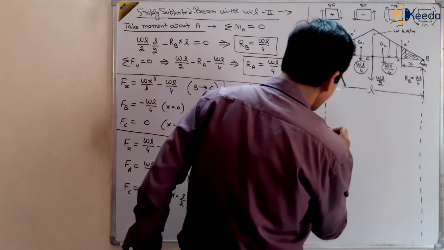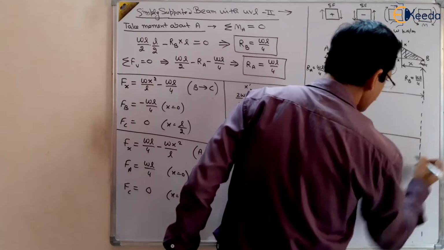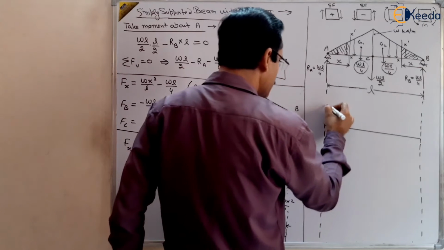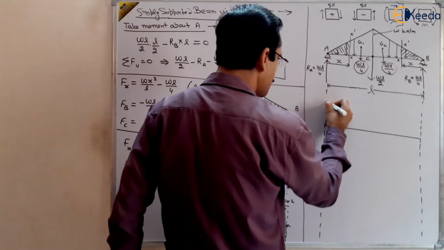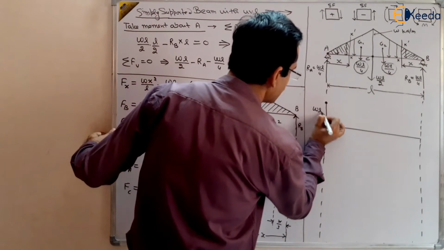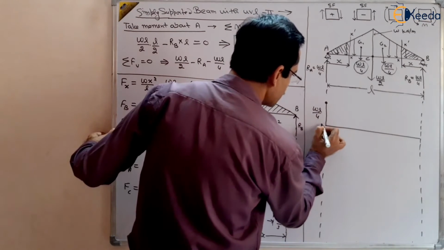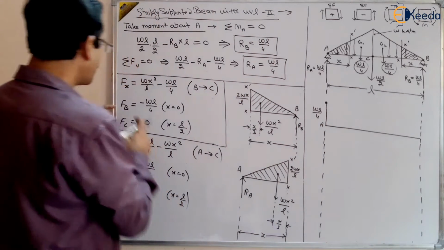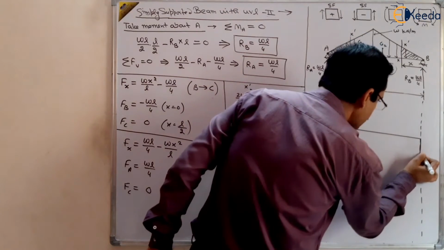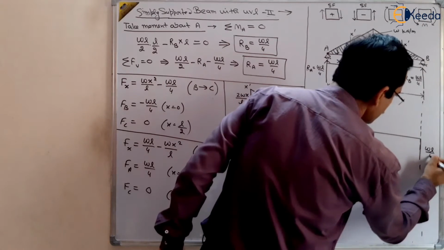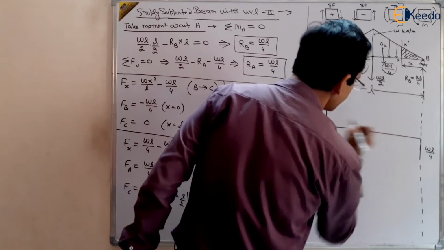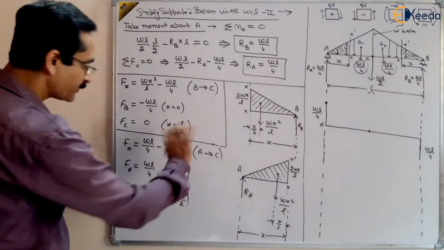So let us have a straight line, and at this point the length is this much, WL by 4. This is the shear force at point A. At point B, the shear force is minus WL by 4. At point C, the shear force is 0. This is our center, shear force is 0. And the variation is parabolic.